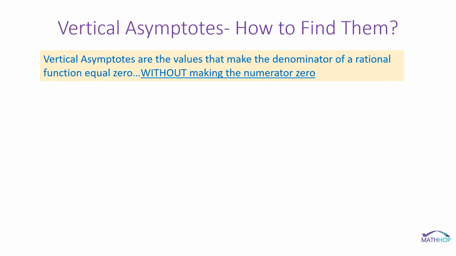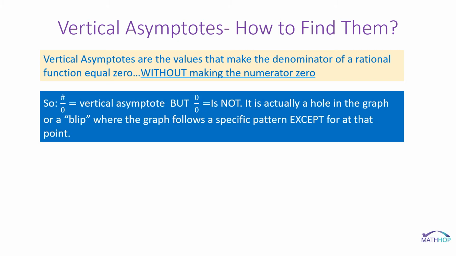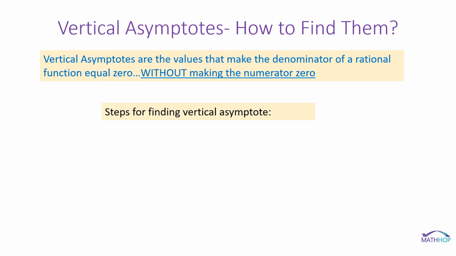And let me just explain it, and we'll probably never talk about it again. If you have a number over 0, you have a vertical asymptote. But 0 over 0 is something different. It's not a vertical asymptote. It's actually a hole in the graph. It's a little blip where for the rest of the function, the graph follows a specific pattern, except not at that specific point. And we take that up in calculus. We really don't get into it here, but it's important to know. So how do we find vertical asymptotes?